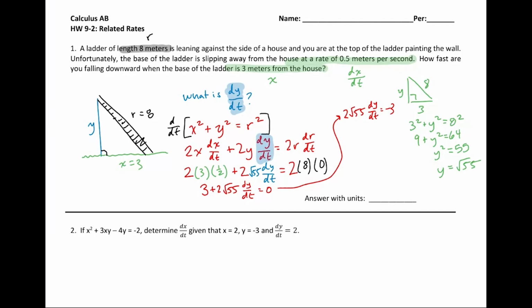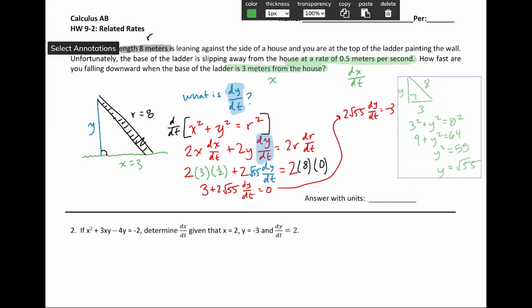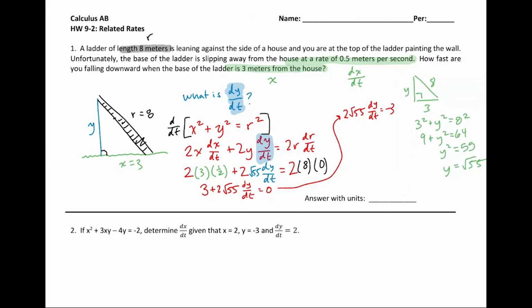And then let me try to move all this other stuff so we're not so crammed in here. Oh, that's about as far as I can go. And then we just need to divide both sides by 2 root 55.